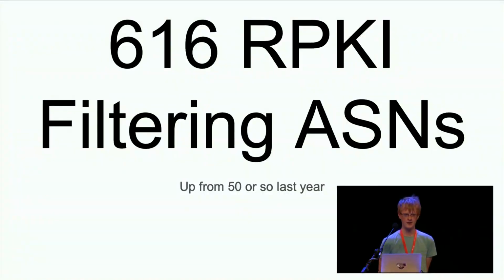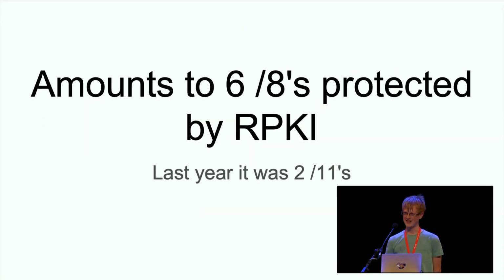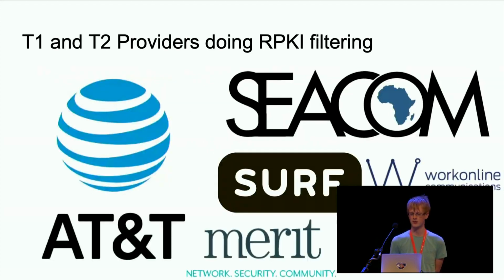Last year, I said that the entire IP space amounted to something around a /15. This year, it amounts to 6 /8s, which is a sizable portion of the internet now. Apparently last year it was two /11s. Run myself over my own slides. And the growth on this has almost entirely been due to the fact that Tier 1 and Tier 2 providers are now doing RPKI filtering.